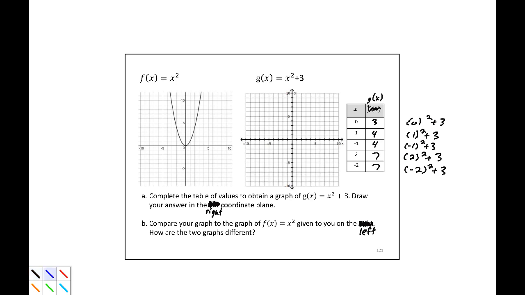Let's plot these points. We have 0, 3. We have 1 and negative 1, 4. Then we have 2 and negative 2, 7. And there is our function.